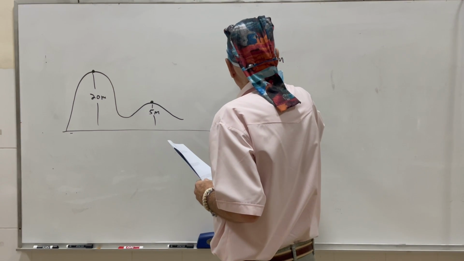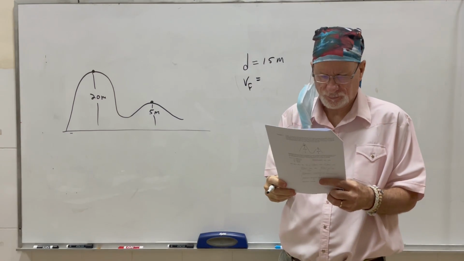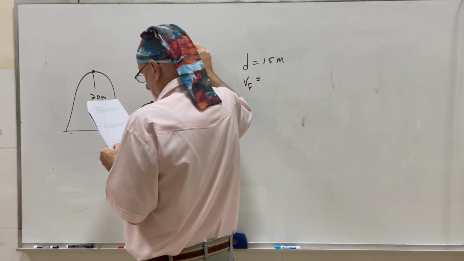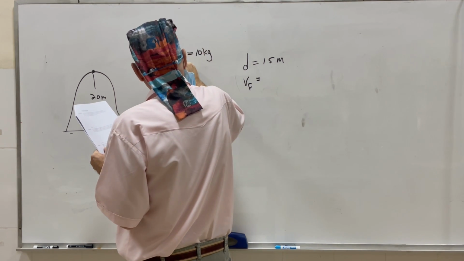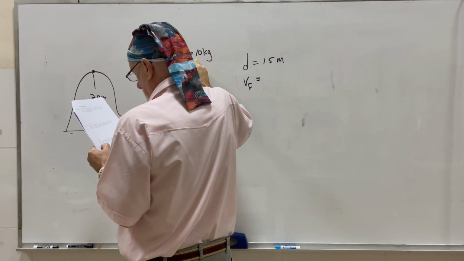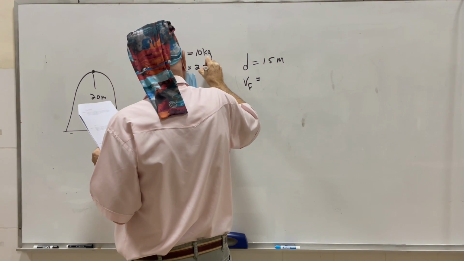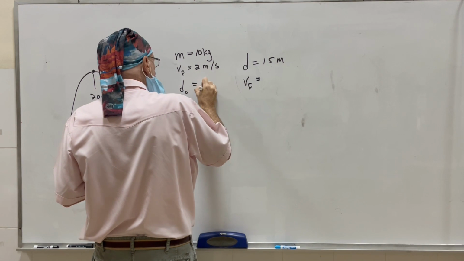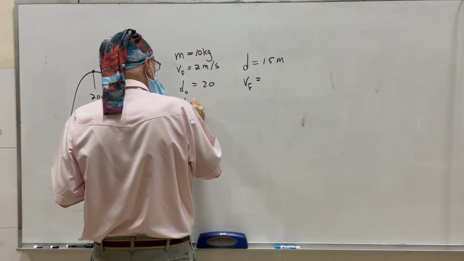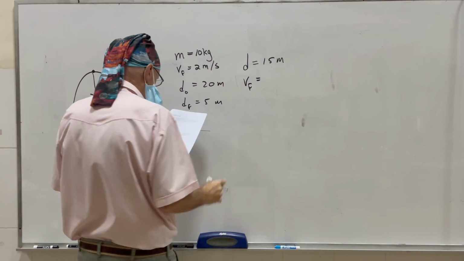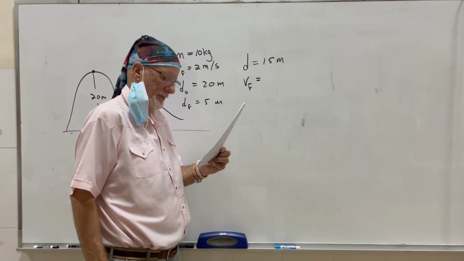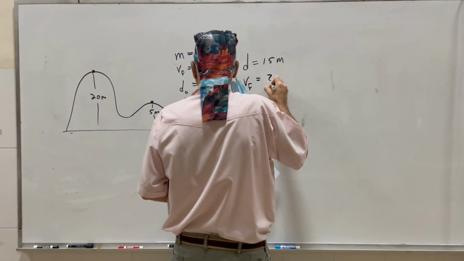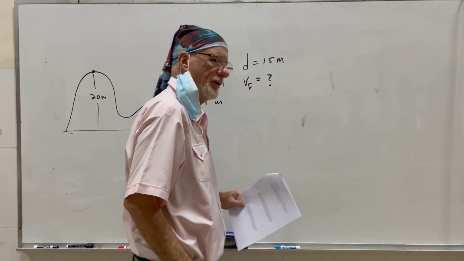Okay? What is the initial velocity of the tire? The mass is 5. I'm sorry, the mass is 10. The initial velocity is 2 meters per second, correct? The initial hill is going to be 20. Final hill is going to be 5. What else is given there? Is that it? Okay. So the final velocity is going to be what we're looking for. That's the initial velocity. Correct?